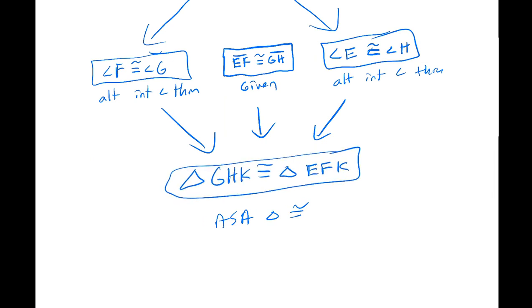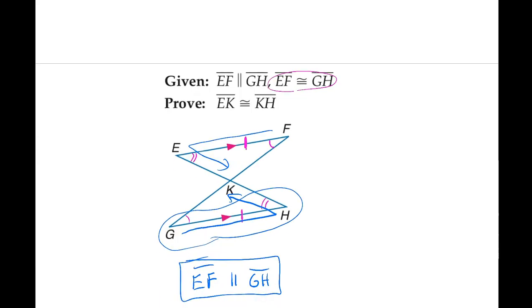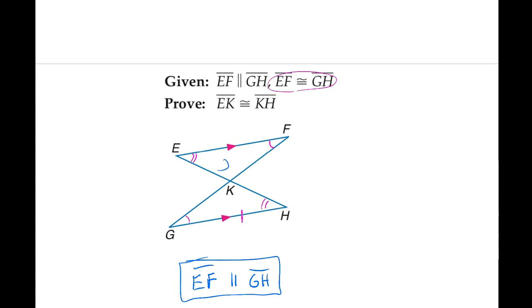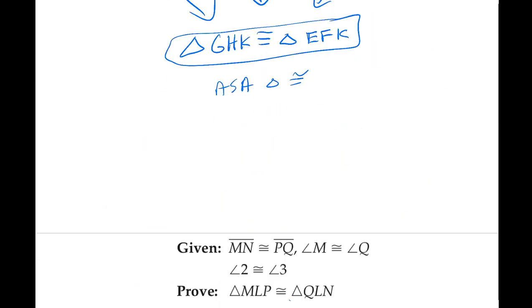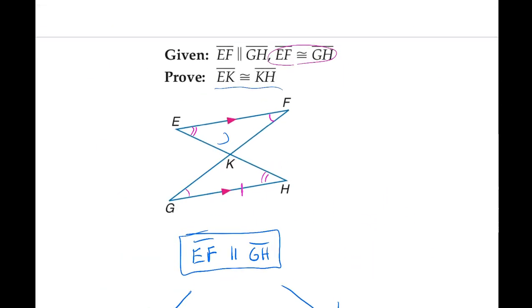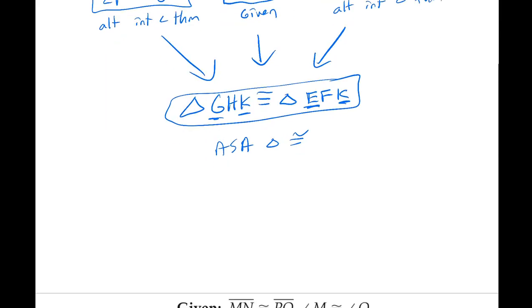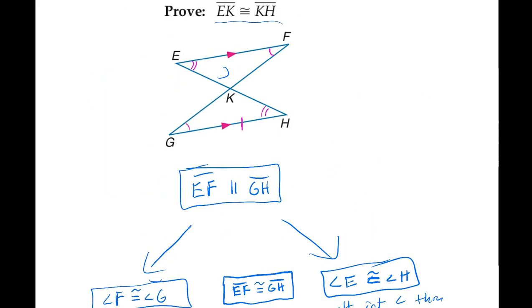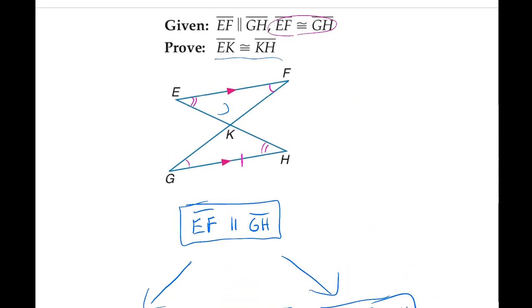Okay, so now what we need to do though is use that, right? The whole point we got triangles was congruent to get their matching parts. And so we want to show that EK is matching KH. And again, the way we do that is go EK is matching KG. Wait, EK and KH. What the heck? EK. Did I do the order wrong?